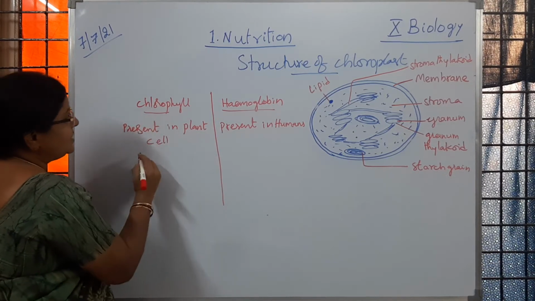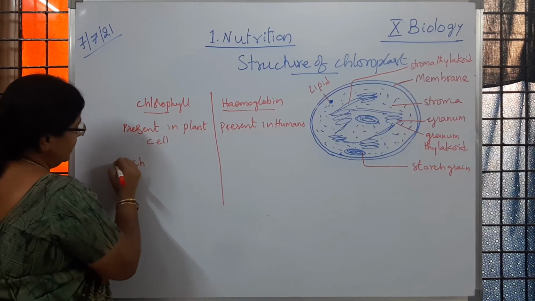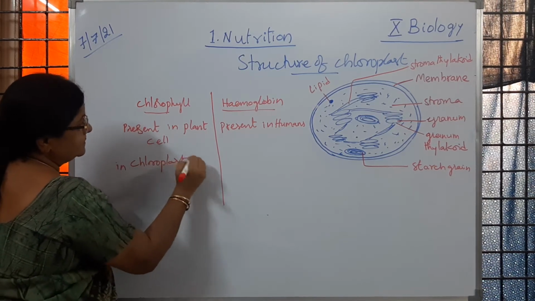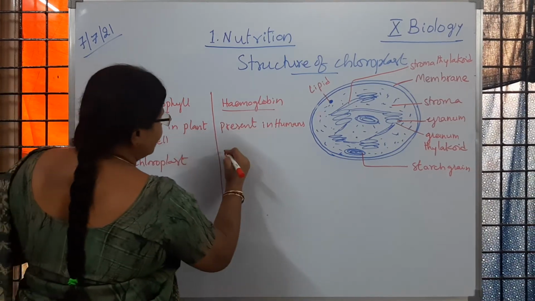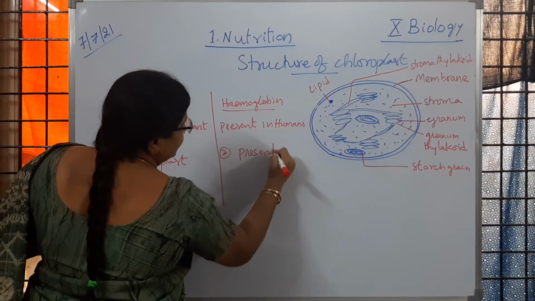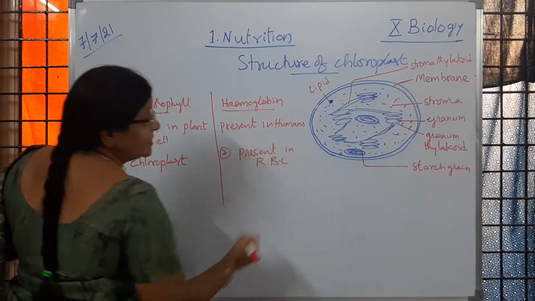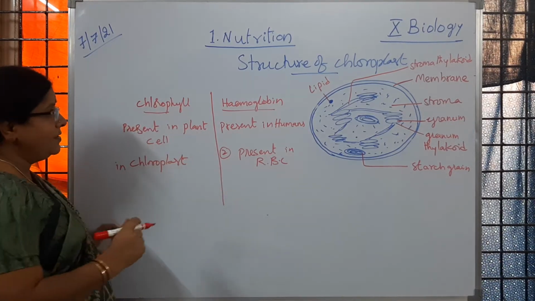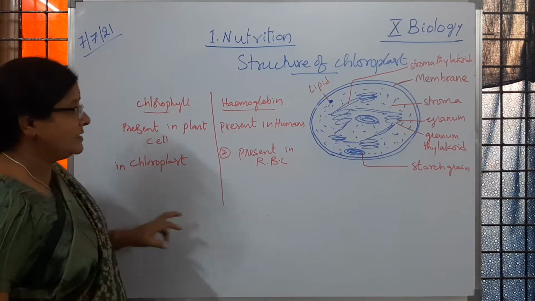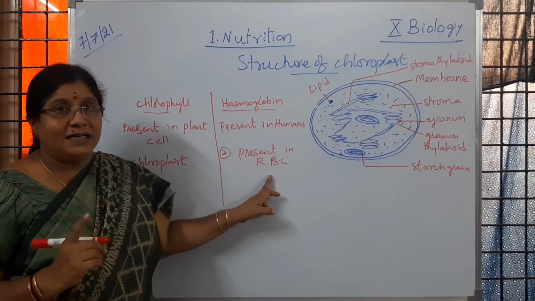Then chlorophyll is present in the chloroplast. Which cell organelle? In the chloroplast. Whereas hemoglobin is present where? Can you guess? It is present in the RBC, red blood cells of blood. Is it clear to you? Chlorophyll is present in the chloroplast of the plant cell, whereas hemoglobin is present in the RBC of blood, the red blood cells.